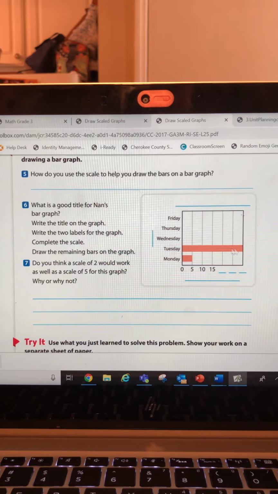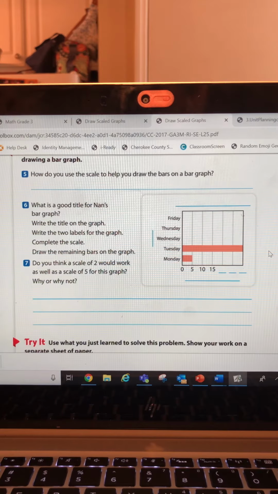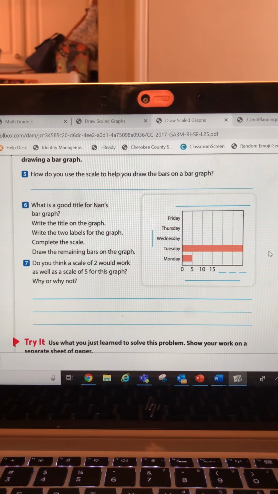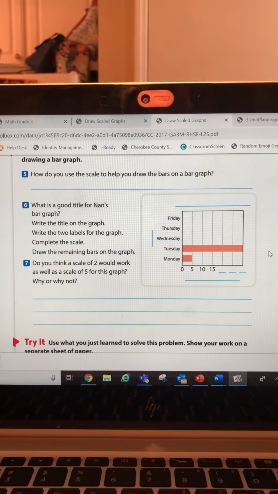So something that I also noticed about this bar graph is that in our last lesson, it was vertical, and in this lesson, it's actually horizontal. So you can have bar graphs that look different ways. You can have them horizontally and you can have them vertically, which is pretty cool. So this is a horizontal bar graph.